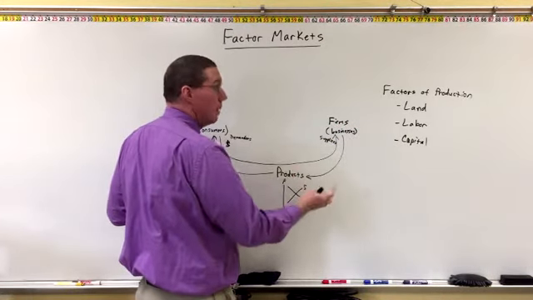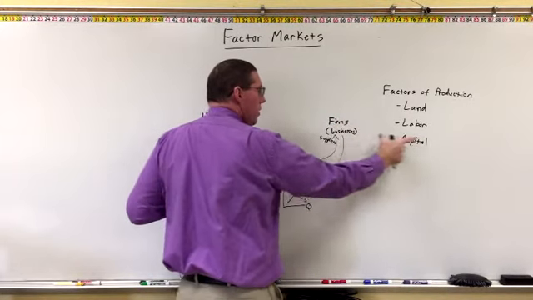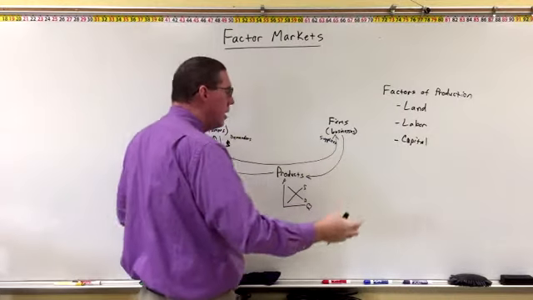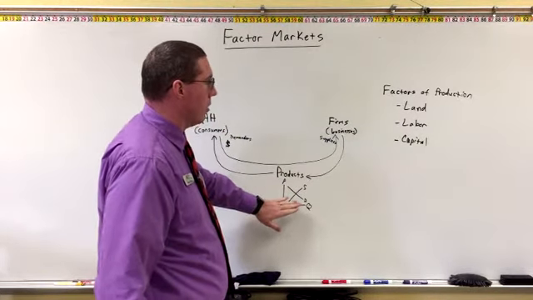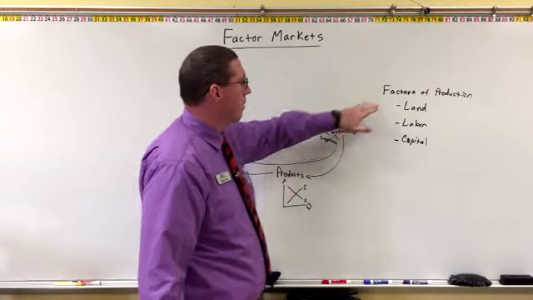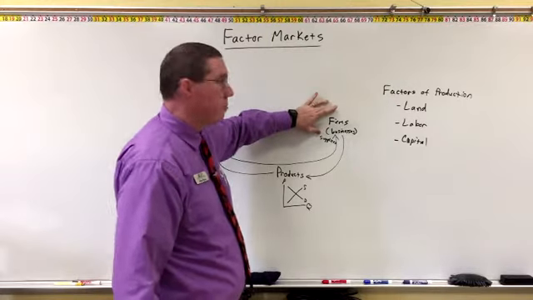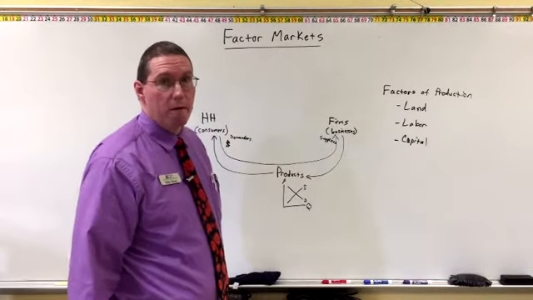They get it from a lot of different places, but they usually purchase these things in markets, just like product markets. But instead of buying products, they're buying factors of production. And therefore, we call those markets where firms get their resources factor markets.